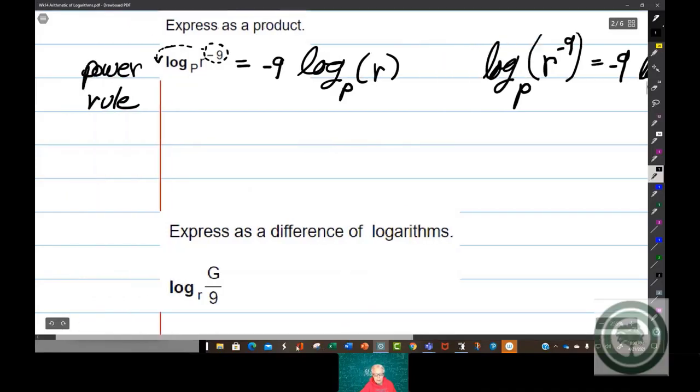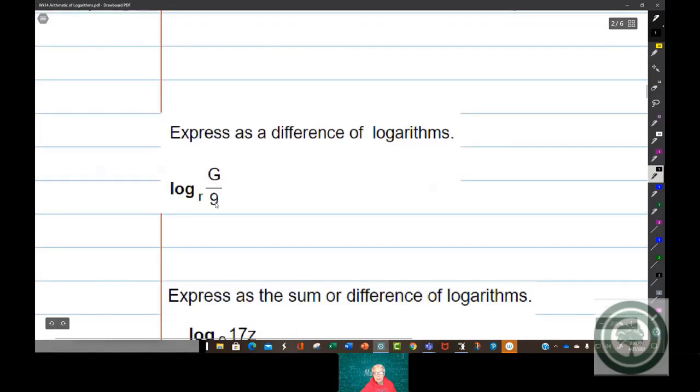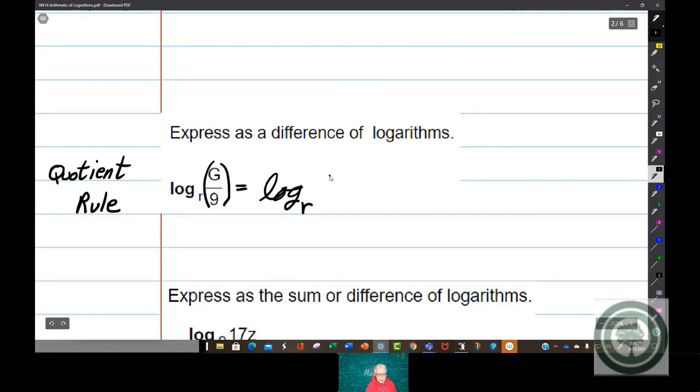All right, here we have an argument, g over 9. That's division. Log base r of g over 9. This is the quotient rule. Log base r of g. If they write a capital G, you have to write a capital G. If they write a lowercase r, you write a lowercase r. That's the way mathematics and science is.